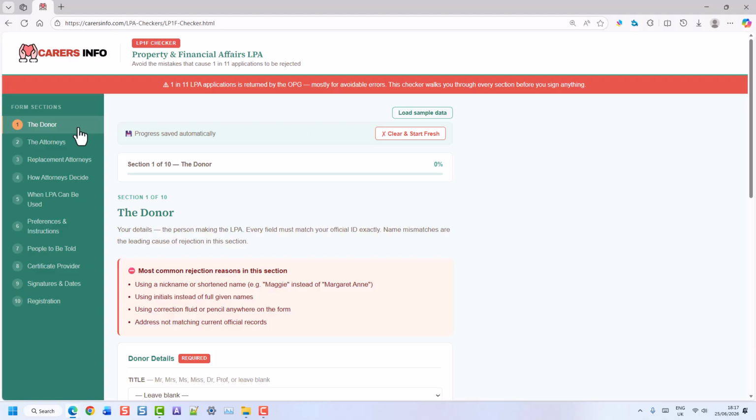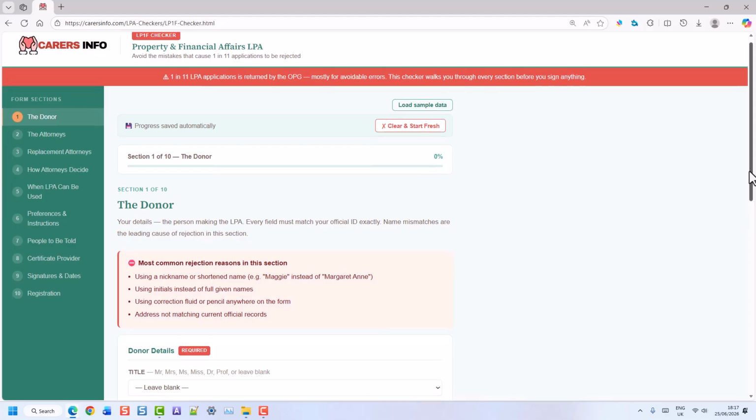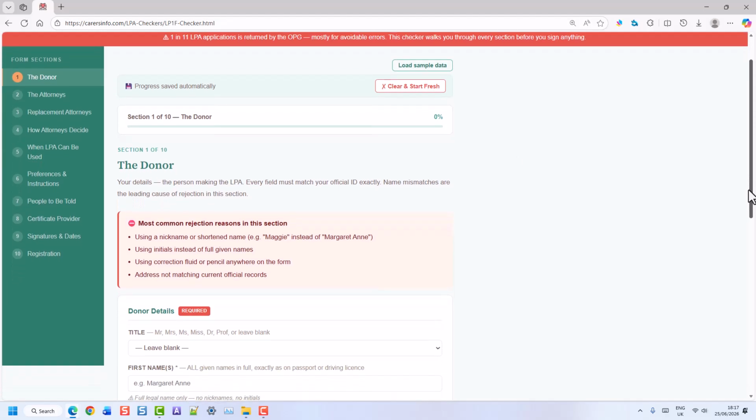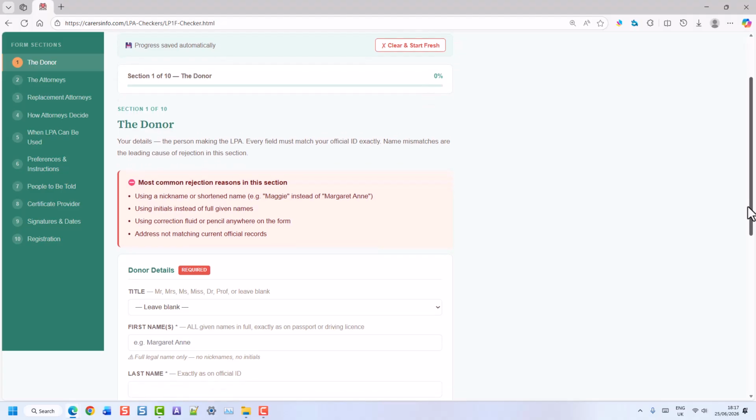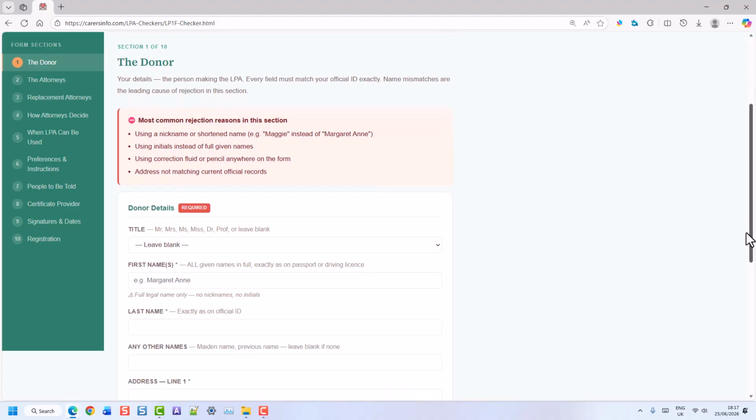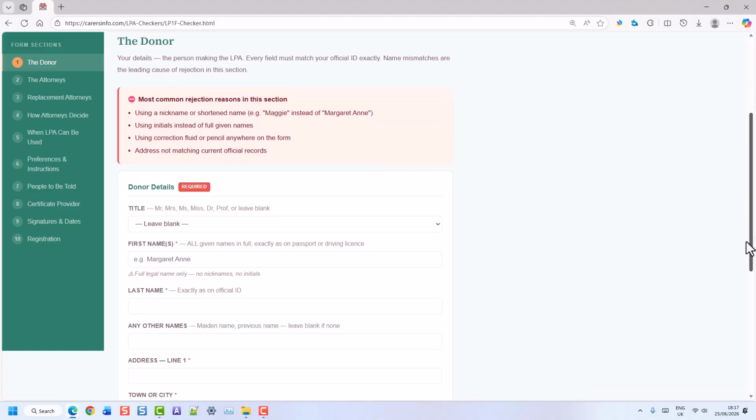The LP1F is the Property and Financial Affairs LPA form. It covers everything to do with money and property, bank accounts, bills, pensions, and buying or selling a home. Once you have completed the form, before you sign anything and before you post anything, use the CarersInfo LP1F checker.